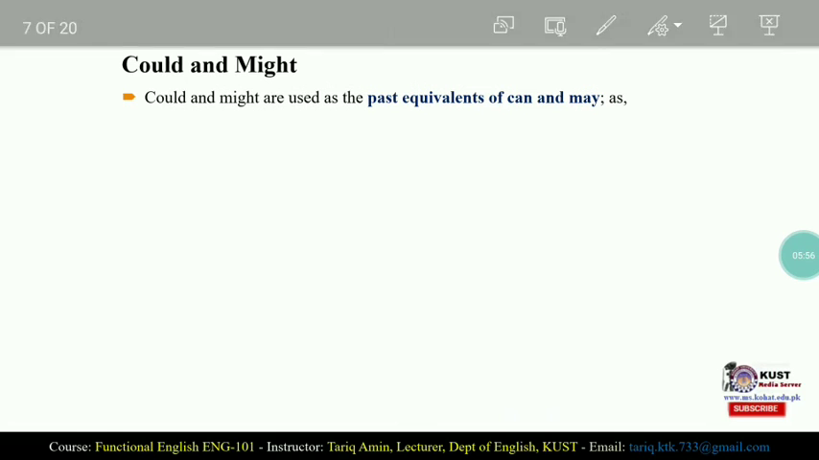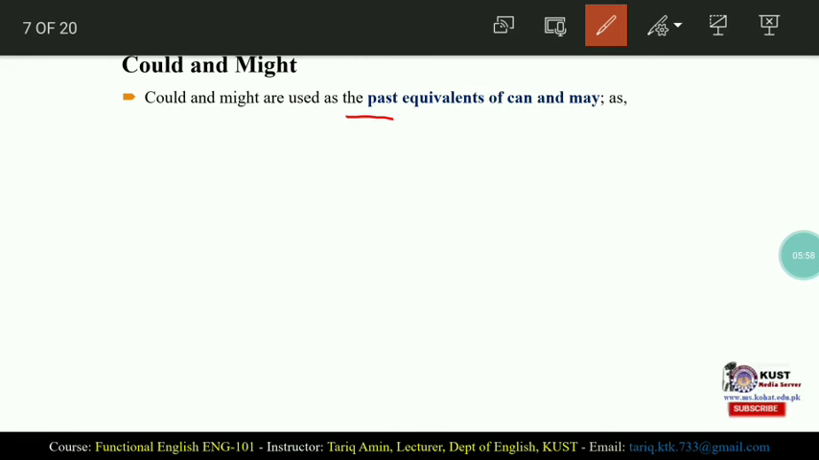Could and might are used as the past equivalents of can and may. Could is the past equivalent of can, and might is the past equivalent of may.